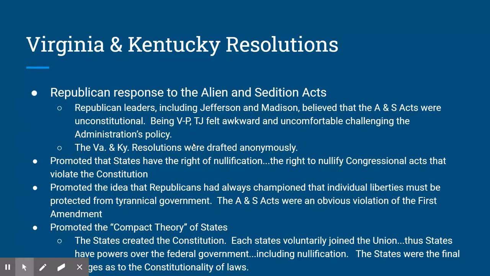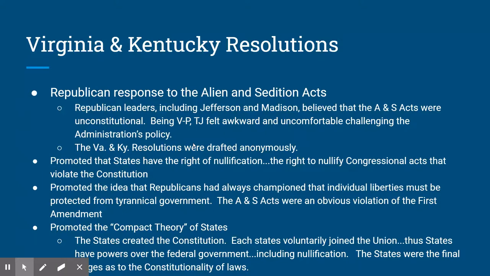In opposition to the Alien and Sedition Acts, Republican leaders, including Madison and Jefferson, who believed that the Alien and Sedition Acts were unconstitutional, drafted anonymous resolutions opposing them. These are called the Virginia and Kentucky Resolutions.